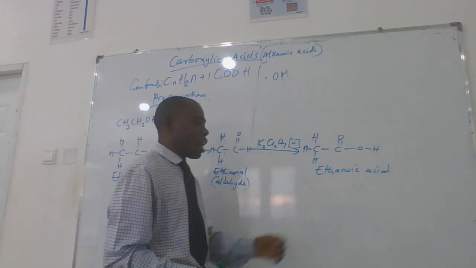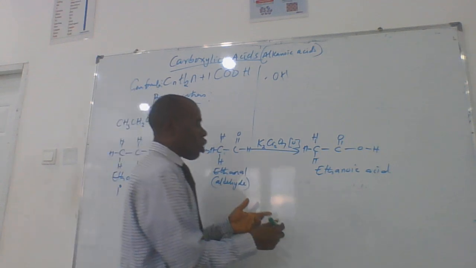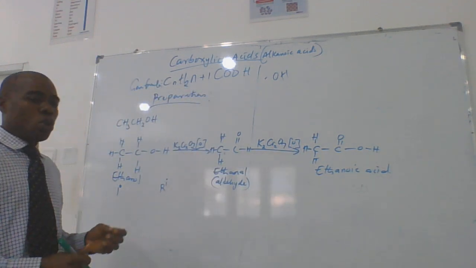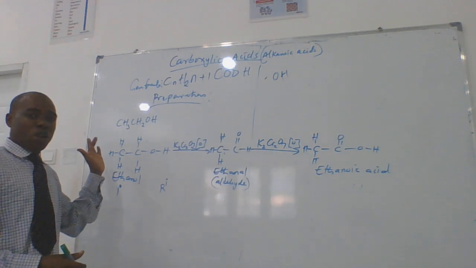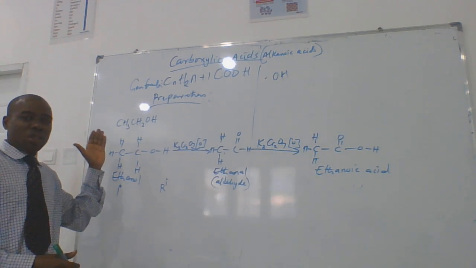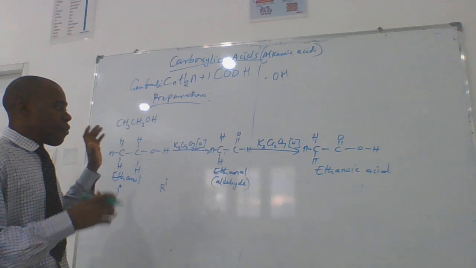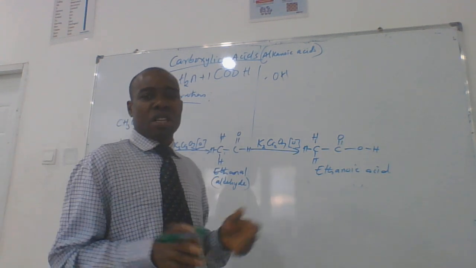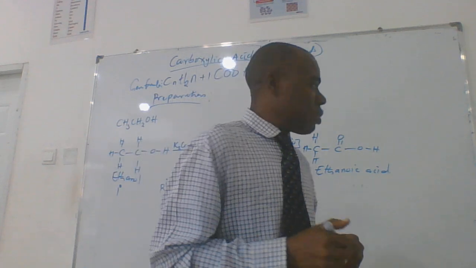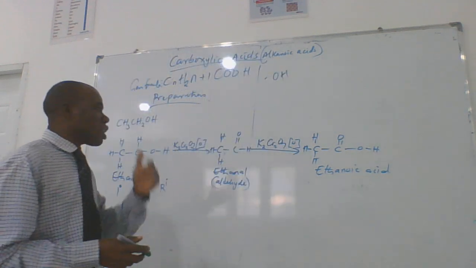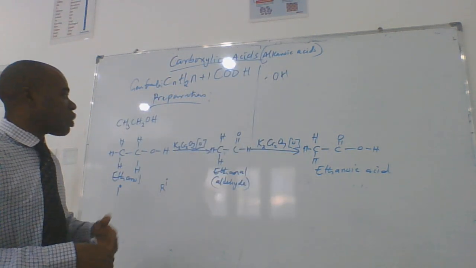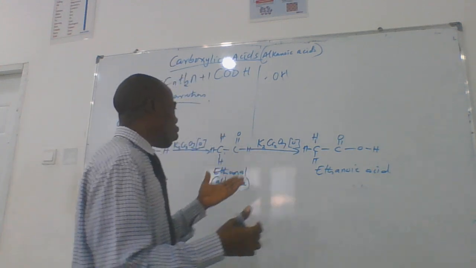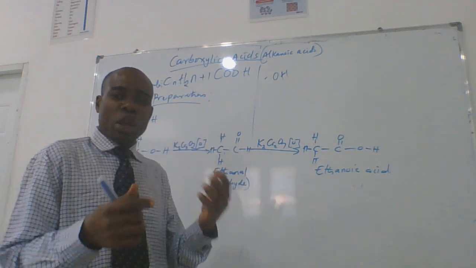A carboxylic acid. It's also called alkanoic acid. That's ethanoic acid. So this is one of the methods of preparing carboxylic acid from ethanol. You may be asked, let's say, a question that a particular acid was prepared from such and such, and you are asked to name the catalyst used, or name the intermediate.